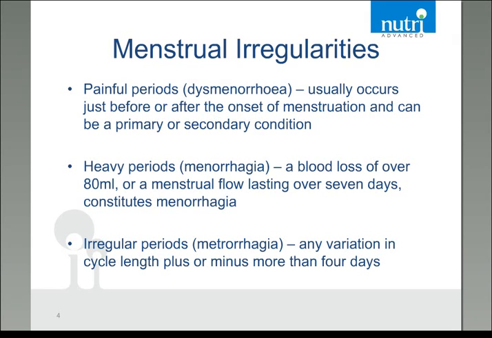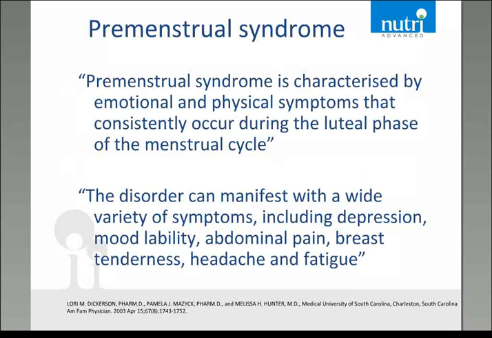Irregular periods: any variation in cycle length of plus or minus more than 4 days. If we're thinking 28 days, plus or minus 4 days would make us think that they've got irregular periods. So let's first of all think about premenstrual syndrome. Premenstrual syndrome is characterized by emotional and physical symptoms that consistently occur during the luteal phase of the menstrual cycle. The disorder can manifest with a wide variety of symptoms, including depression, mood lability, abnormal pain, breast tenderness, headache, and fatigue.